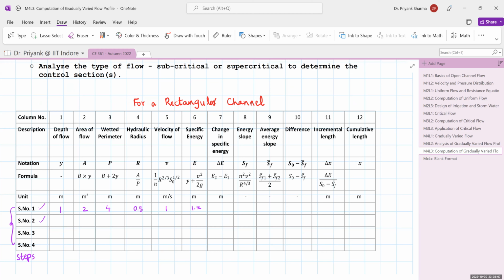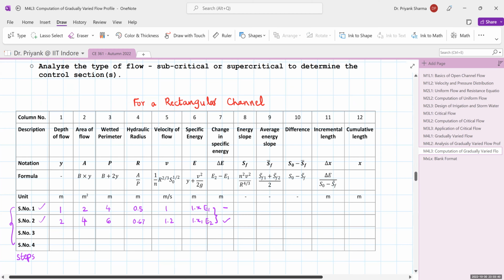So again, let us say you have this 2, you have 4, then here you will have 6, considering b equal to 2. So this will be like 0.67. Here you may get something as 1.2. Again, I am putting as 1.x1 and so on. So this is your E1 and this is your E2. So here the first column will be blank, and here you will write E2 minus E1.